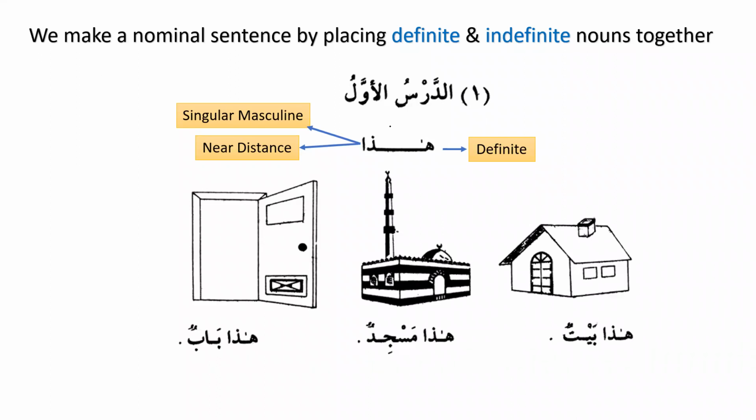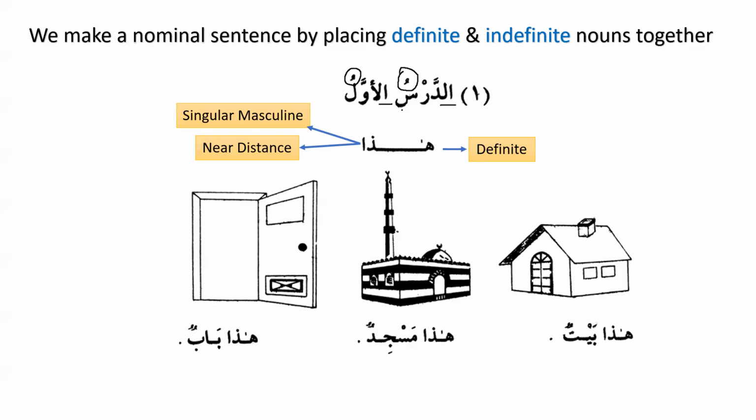نحن نبدأ الدرس الأول. Here we begin lesson number 1. الدرس الأول, lesson number 1. And we know that al and tanween don't come together. So we have to put الدرس الأول. That's why we don't have tanween over here.